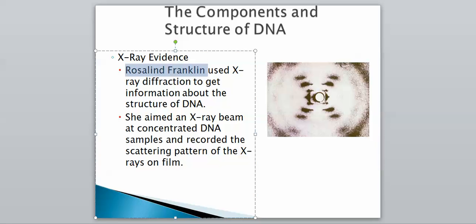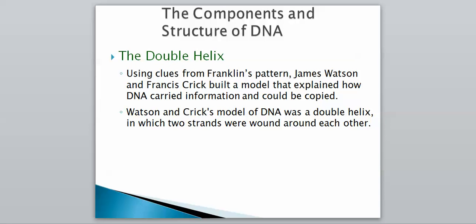She was a woman, and that was important at this time, because this is the 1950s, and women in science didn't exactly mix. So she was a trailblazer for women scientists. And then using clues from Franklin's pattern, James Watson and Francis Crick built a model that explained how DNA carried information and could be copied. So these 2, Watson and Crick, usually get all the glory for coming up with the fact that our DNA is a double helix. But they really almost stole it from Franklin. It says they used clues, but they basically just stole it.